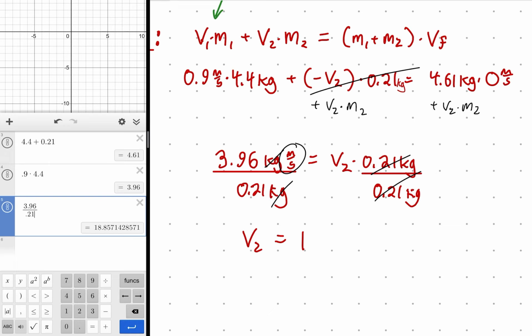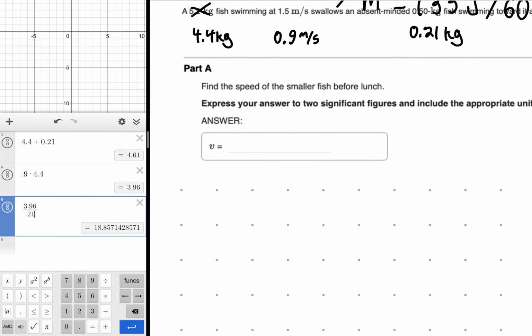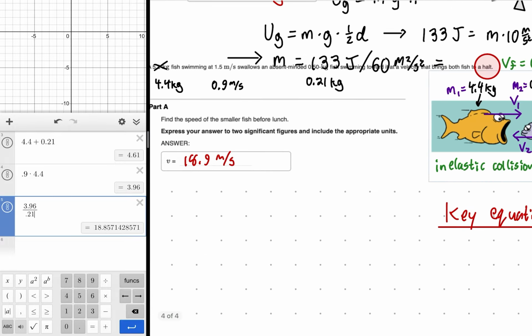So we find that the small fish must have had a velocity of 18.9, so really fast, which makes sense for it to bring the bigger fish to a halt. So it was really moving fast. I'm not sure how it was moving that fast. It's like 70 miles an hour or something, but it goes right into the mouth and it gets swallowed. And then that big fish is bumped right to a stop. And that's our answer. So that would go right up here, 18.9 meters per second. So there you go.